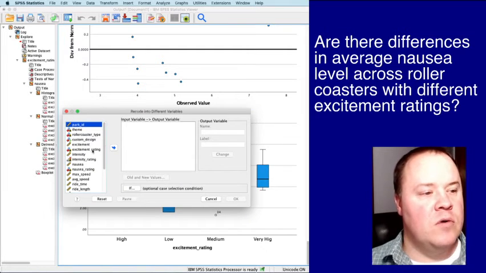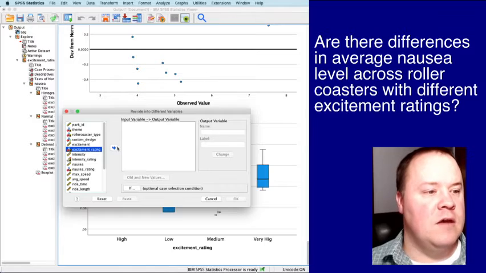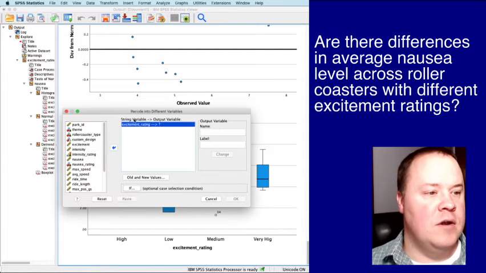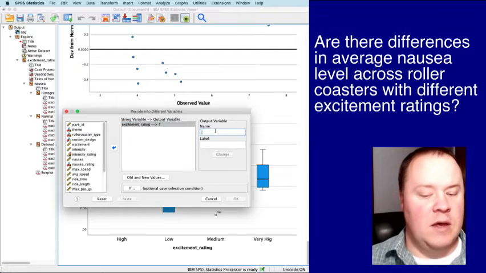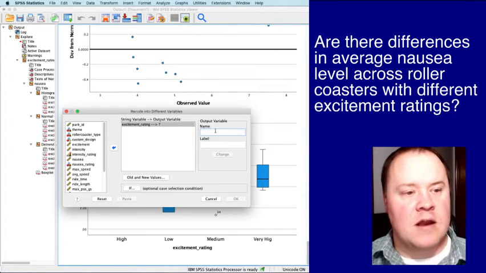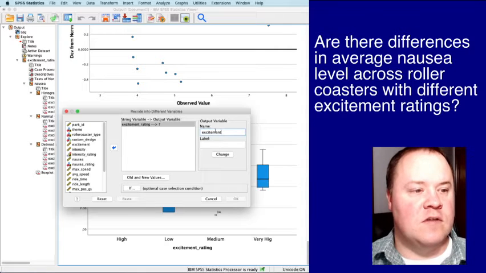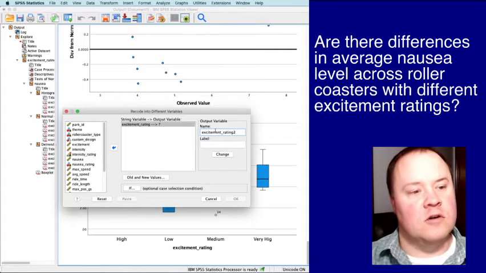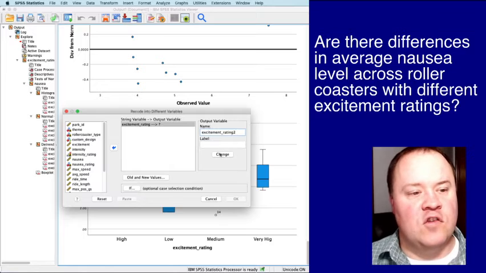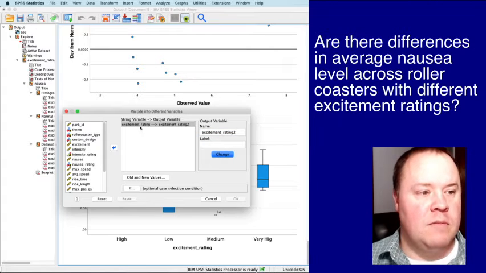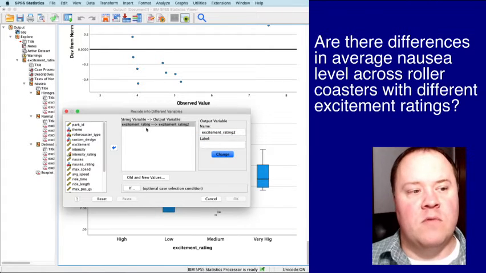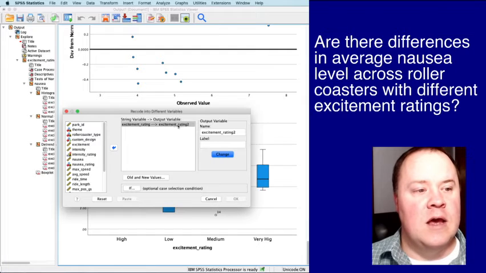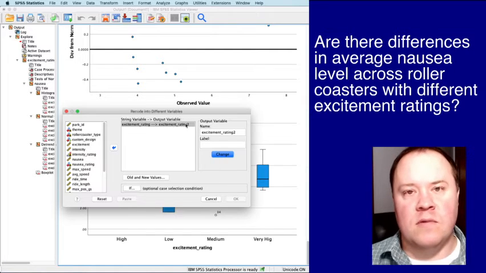So we're going to pick the excitement rating variable as the input variable. And the output variable over here in this box, we need to pick a name for this. The easiest thing to do is just to call it excitement rating 2 or something, and then click this change button, because if you notice there's a question mark here. If we select change, it will put it there, meaning we're going to take the excitement rating variable, do something to it, and save it as excitement rating 2.